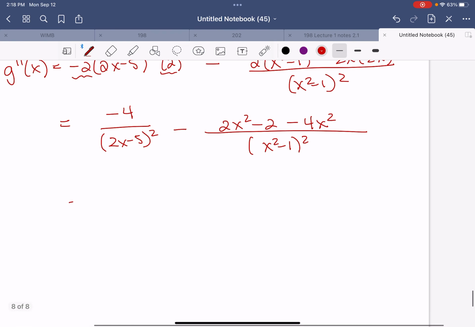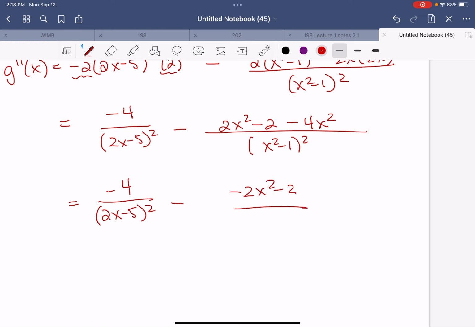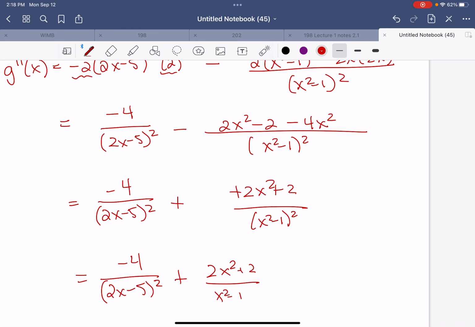And I can get one more simplification here. The first fraction stays the same. And the second fraction will become, let's see, negative 2x squared minus 2. And then if you wanted, you could distribute this negative and make everything positive. So we get negative 4 over 2x minus 5 squared, plus 2x squared plus 2 over x squared minus 1 squared. And that is my second derivative.